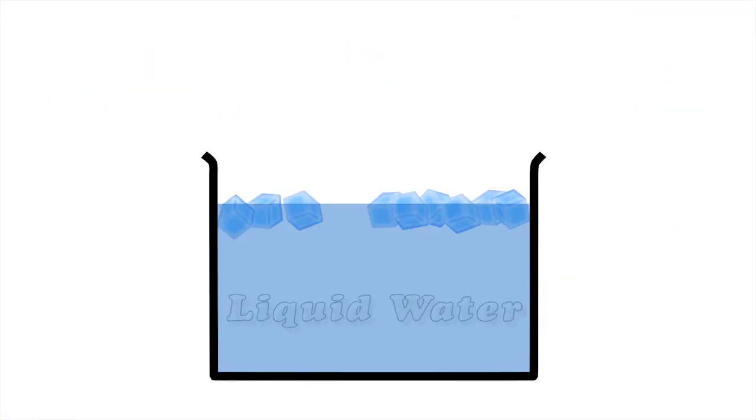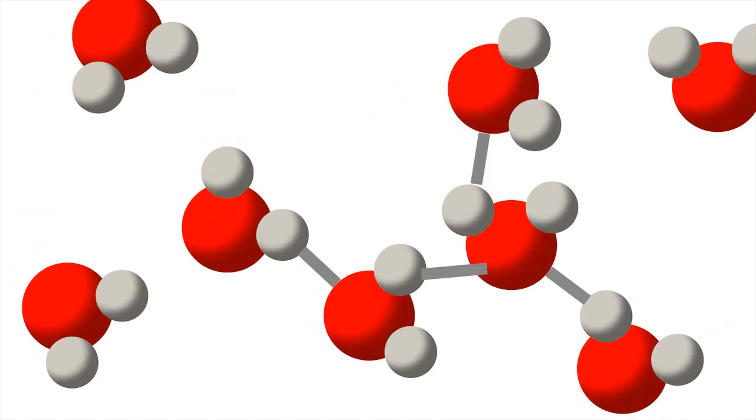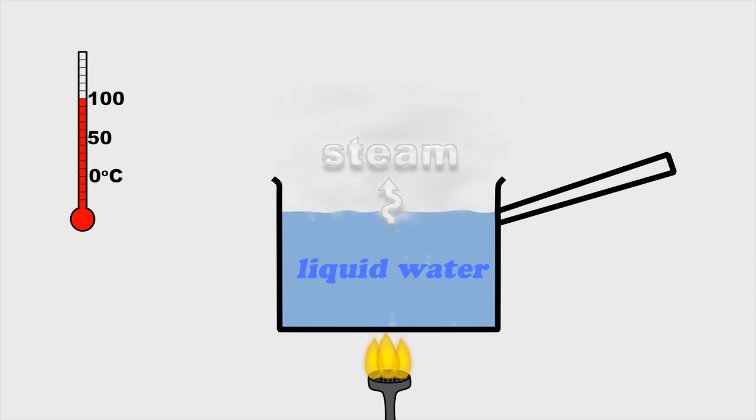Liquid water is actually about 10% denser than ice, which is why ice floats in liquid water. In liquid water, hydrogen bonds still exist between water molecules, but they are constantly breaking and reforming due to the increased kinetic energy of the water molecules. At standard atmospheric pressure, water boils at 100 degrees Celsius, forming the gas called steam.